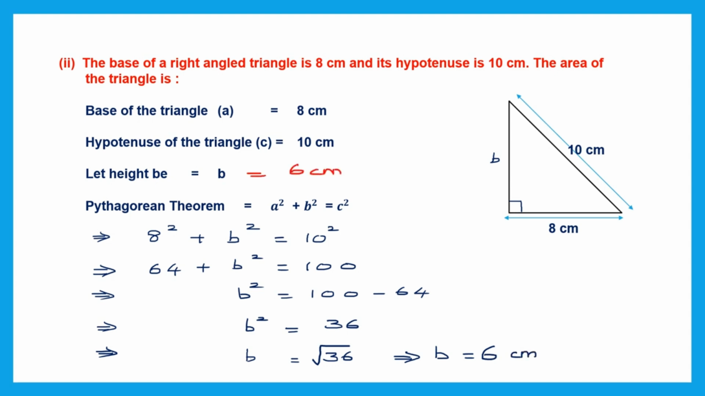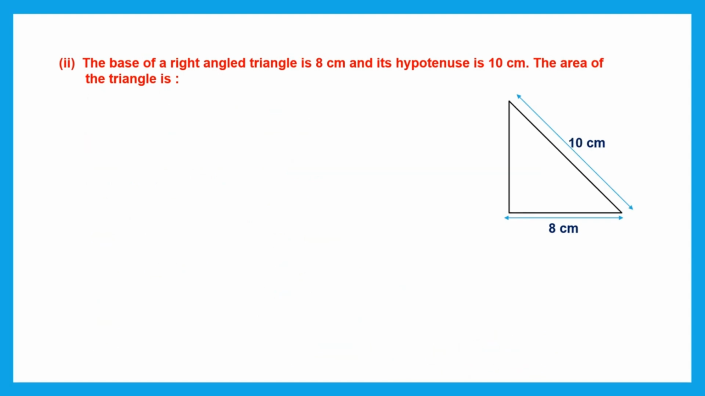Now we can find what we are asked to find, which is the area of the triangle, because now we know the height is 6 centimeters. So let's continue. So here we have the triangle, we have the height, we have this as 6 centimeters, we can write it here. So now we have the base and we have the height. So let's write that base of the triangle is 8 centimeters, height is 6 centimeters.